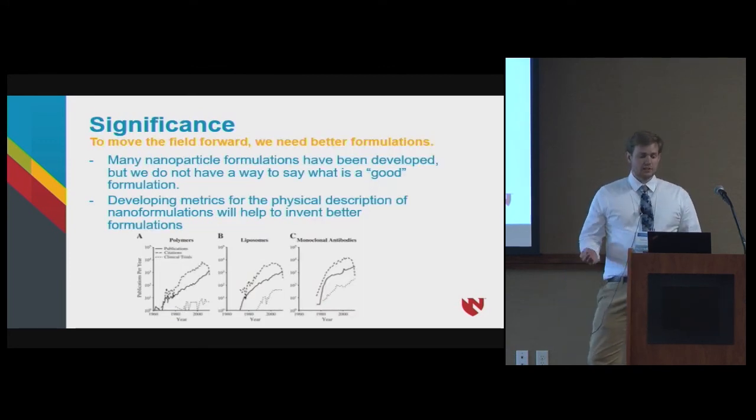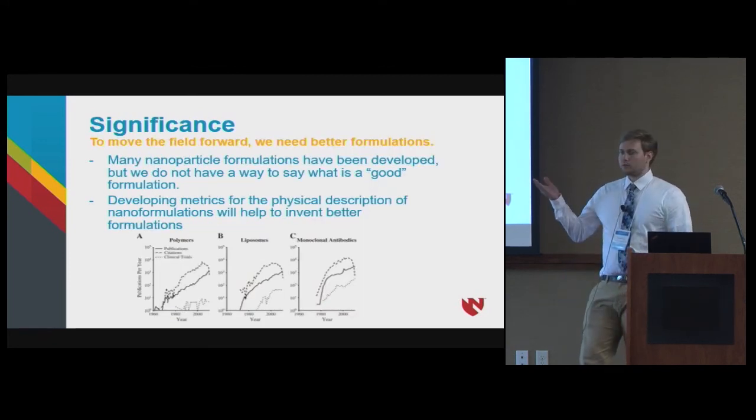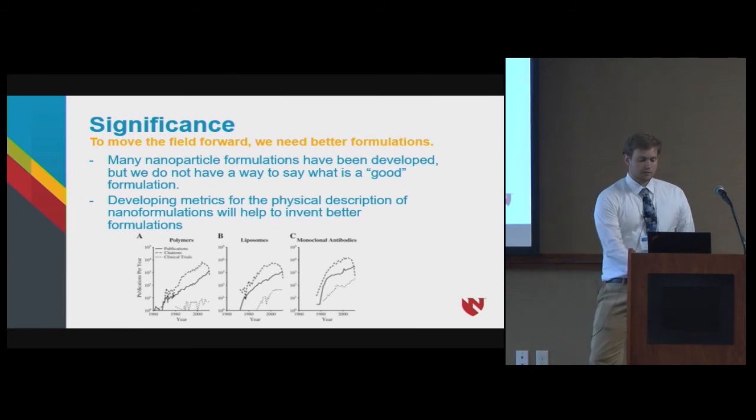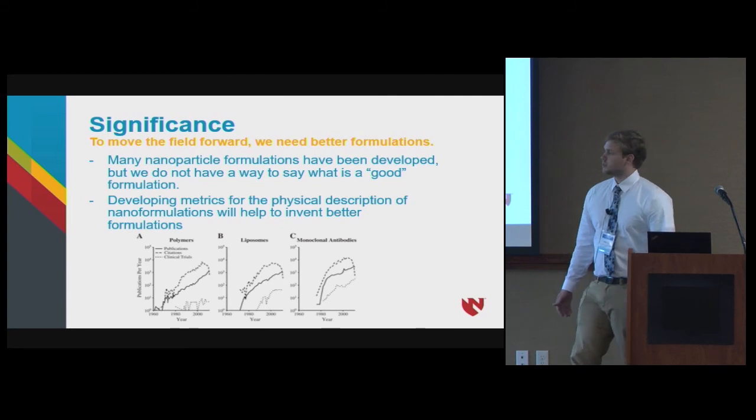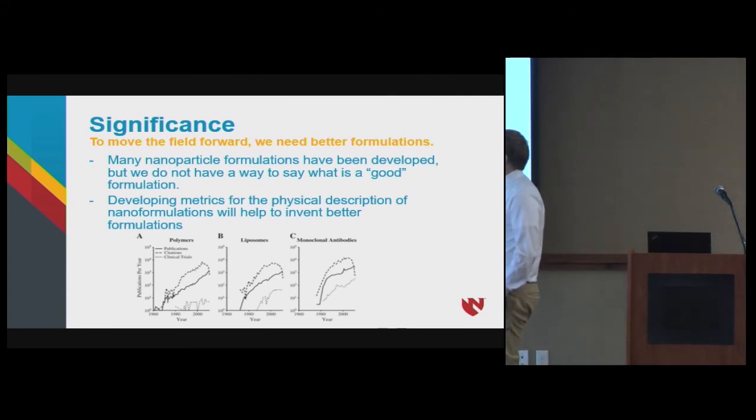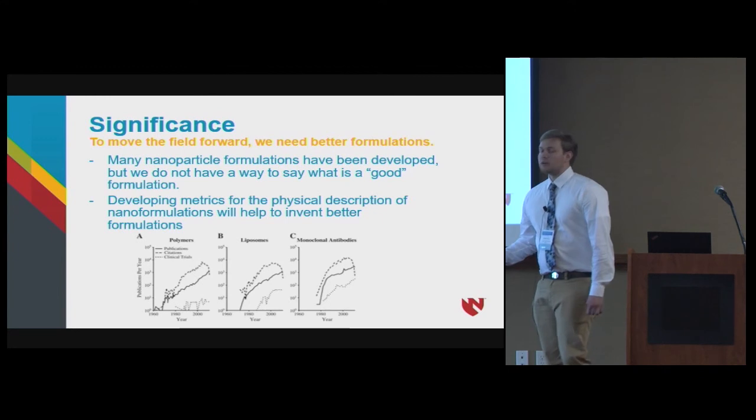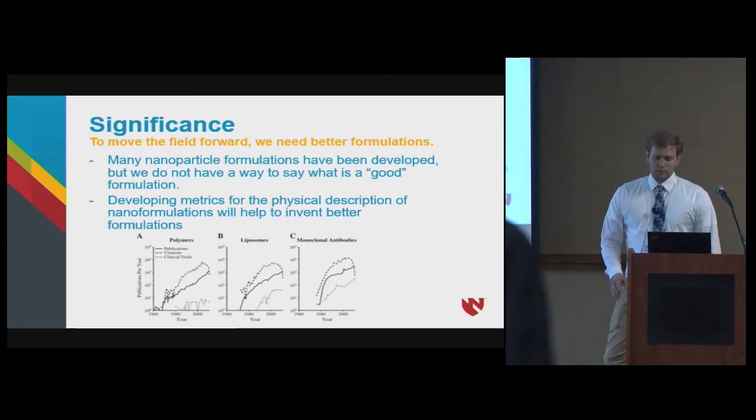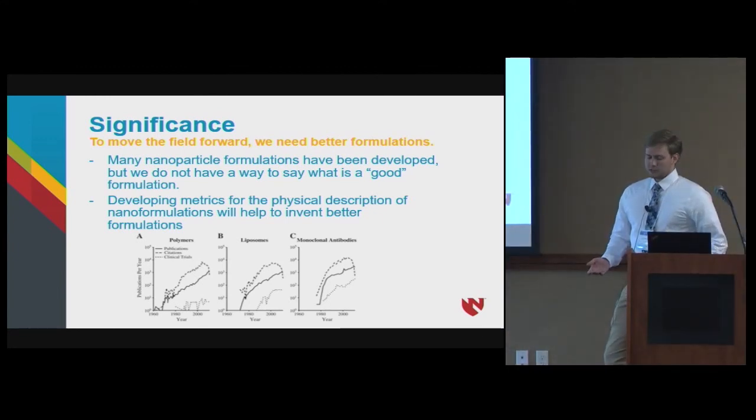As I mentioned, the significance of this is that people have been working with formulations for a long time. This excerpt right here is from an article talking about the difficulty in translating advanced formulations into the clinic, just because they're a lot more difficult than coming up with a small molecule drug. So by coming up with some kind of metric or way to describe these nanomedicines better, hopefully we can move the field forward and get some more advanced formulations into the clinic.